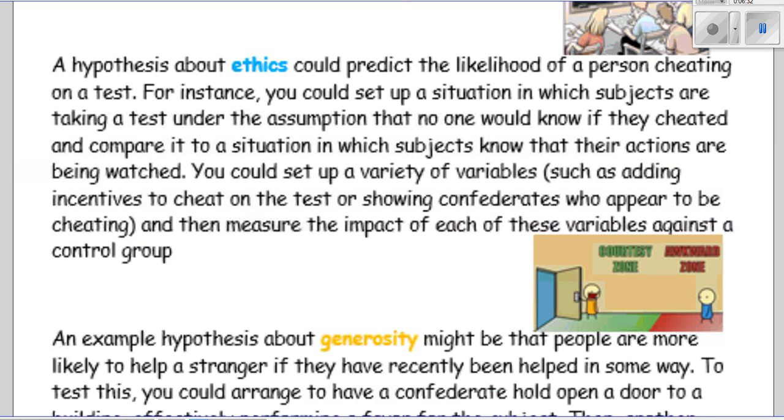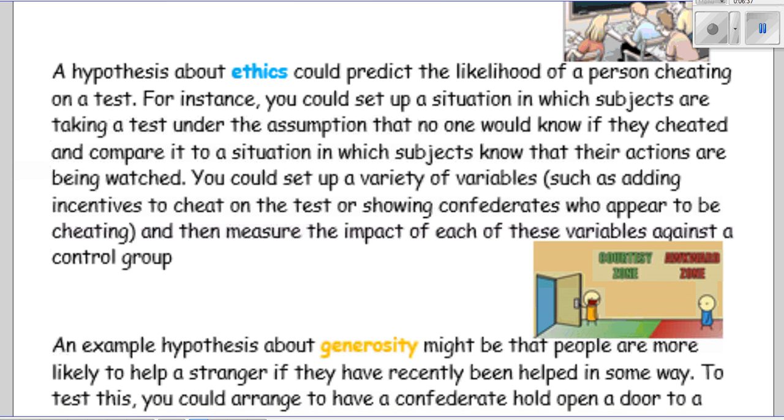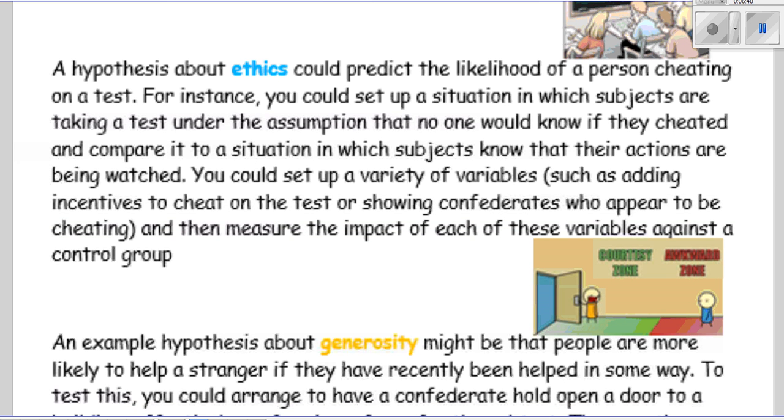Another thing is hypothesis about ethics. Could predict the likelihood of a person cheating on a test. For example, you could set up a situation in which subjects are taking a test. A bit hard for you guys to do, but you could try. Under the assumption that no one would know if they cheated, and compare it to a situation in which subjects know that their actions are being watched. You could set up a variety of variables, such as adding incentives to cheat on the test or showing Confederates who appeared to be cheating, like having people in there like actors, and when they see someone else is cheating, oh, I could do that too. And then measure the impact of each of these variables against the control group.